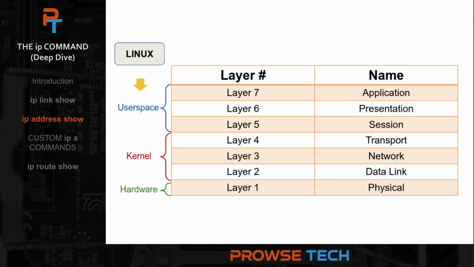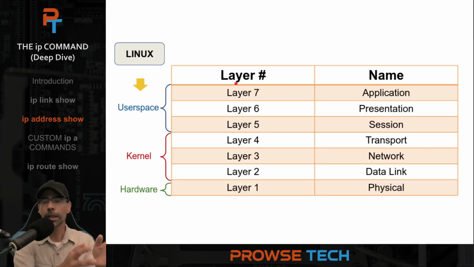Let's show the OSI model in a little bit more depth here. You can see I have all 7 layers listed for you, and their names. We said layer 2 is the data link, layer 3 is the network layer, and here's all of the other layers. But I also wanted to show how they apply to Linux. If you look here on the left, you'll see that we have user space, the kernel, and hardware. So hardware is always hardware. You have a network interface device, it's an actual card, that's considered layer 1, it's the physical layer.